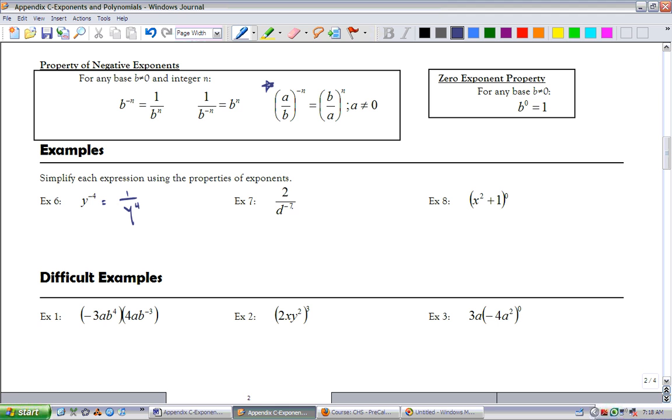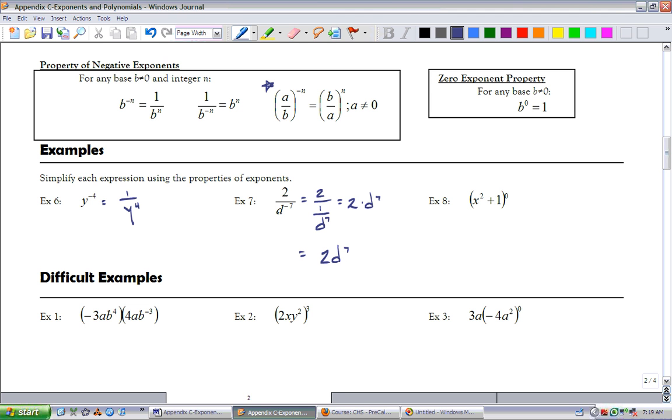And 2 to the negative 7th power. Now, here's something we'll take a look at real quick. That means that this is 2 divided by 1 over d to the 7th. And this is probably from a while ago that you should have learned that when you divide by a fraction, dividing by a fraction is the same as multiplying by the reciprocal of a fraction. And so this would be 2 times what is the reciprocal of 1 over d to the 7th? D to the 7th. So this actually equals 2d to the 7th.